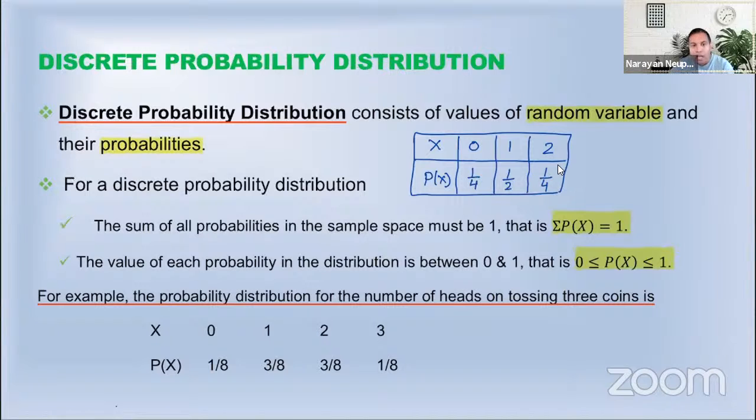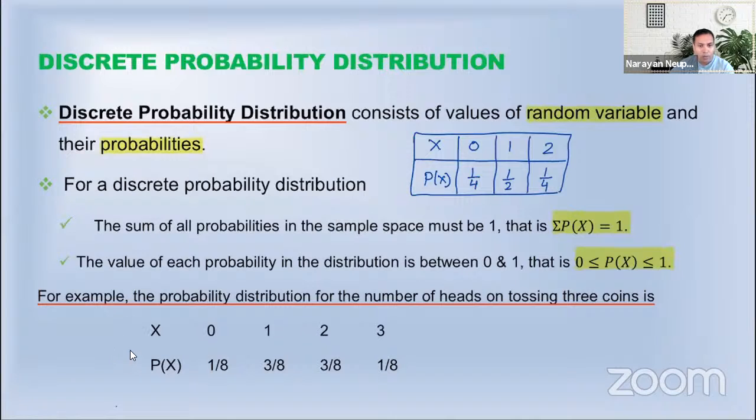The second condition is that the values of the probabilities must be between 0 and 1. You have seen that in chapter 4 also. When you're calculating a probability, it is a number between 0 and 1. So all the values must be between 0 and 1. And you can see that all these values, 1/4, 1/2, 1/4, are numbers less than 1 but more than 0. So that means this is a true probability distribution. This is the probability distribution of the number of heads while tossing 2 coins.